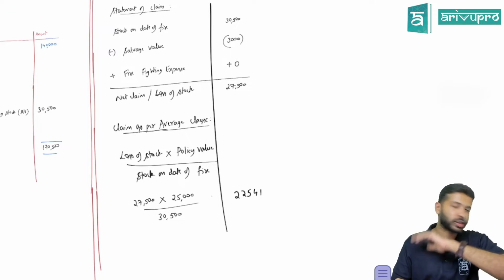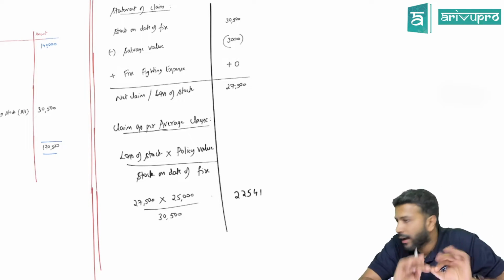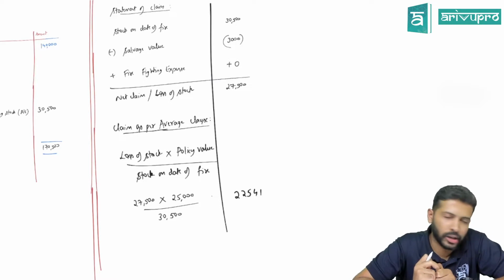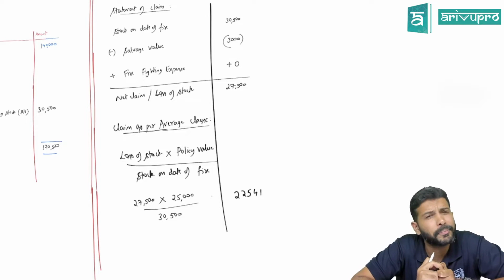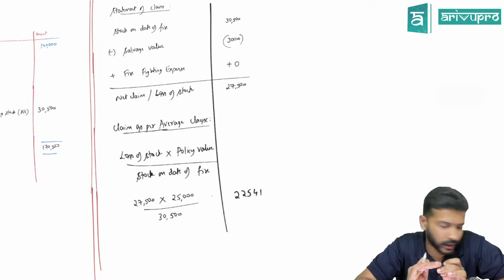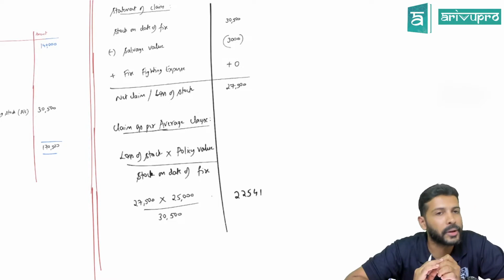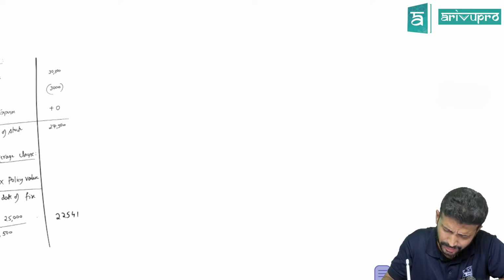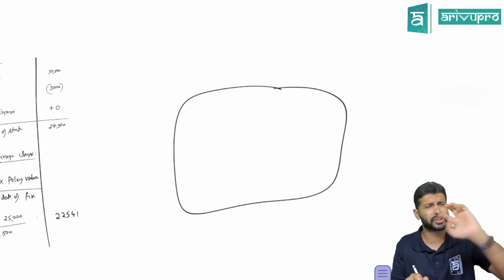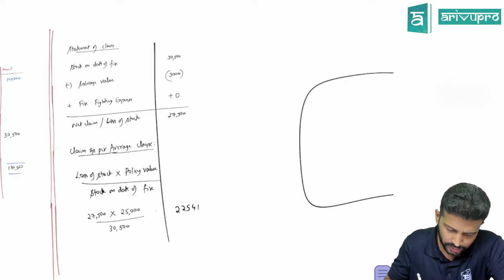What is this average clause? Average clause is a concept that gets triggered in case of under-insurance. What did I say? In case of under-insurance, one particular concept will get triggered, that is average clause. This is basically brought in to protect the interest of the insurance company. Check the screen, all of you.